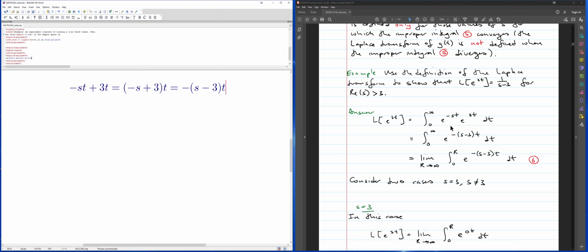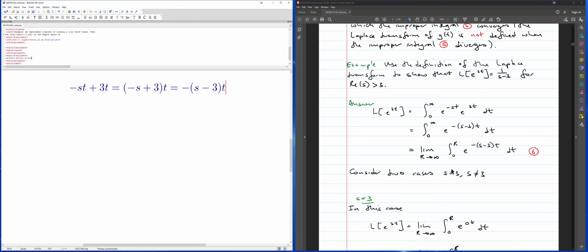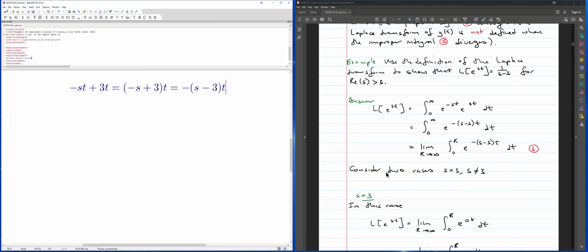Okay, so really that's just rearranging a little bit by multiplying the exponentials and adding the powers. And now what you do is integrate from 0 to infinity. So this is an improper integral. So you replace the infinity by r, and you take the limit as r goes to infinity. Okay, so what we're going to do is split into cases.